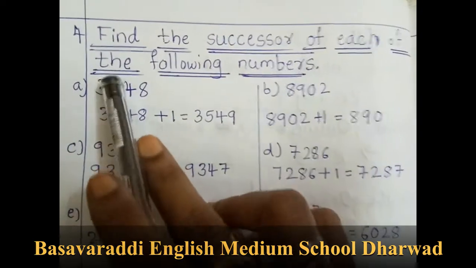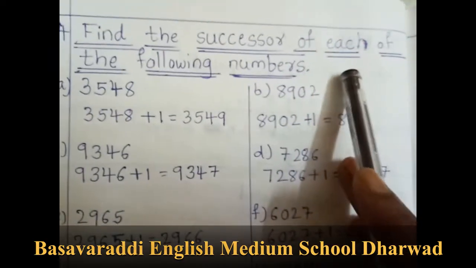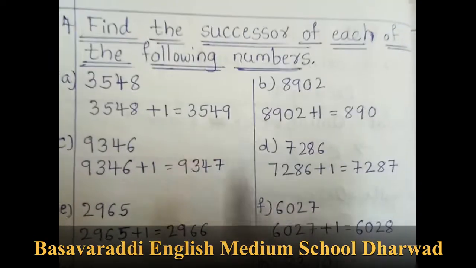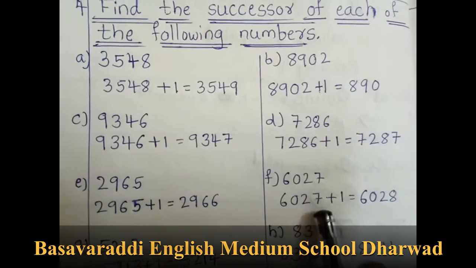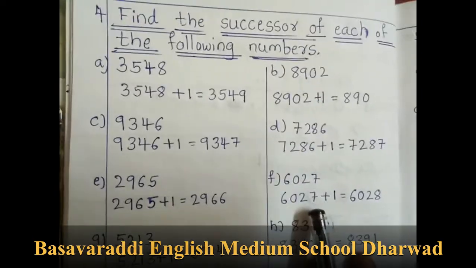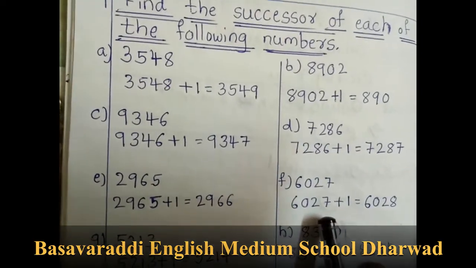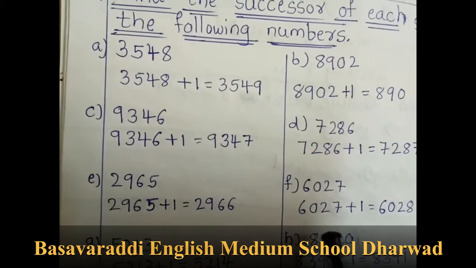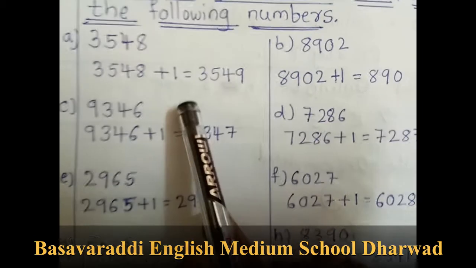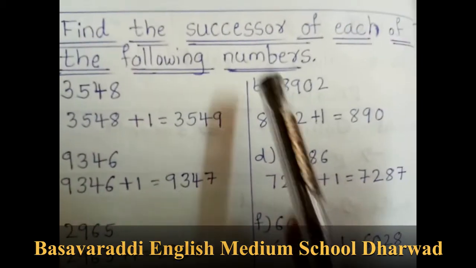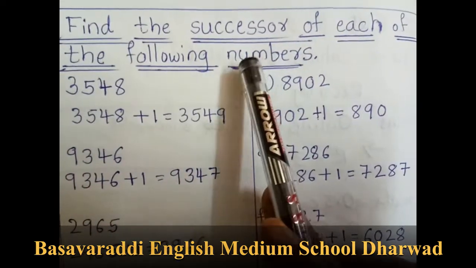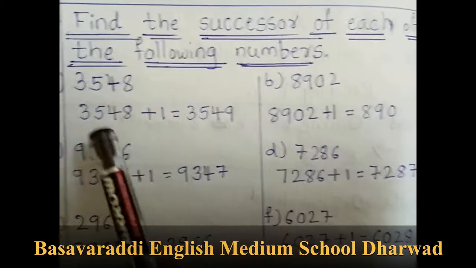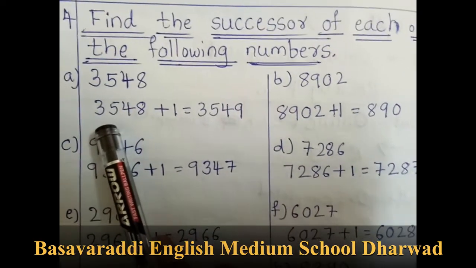Now the fourth one: find the successor of each of the following numbers. Successor means what? Successor means the number that comes just after. So what are we doing? We are adding 1. When we add 1, that is the successor. So the exercise part we are moving.